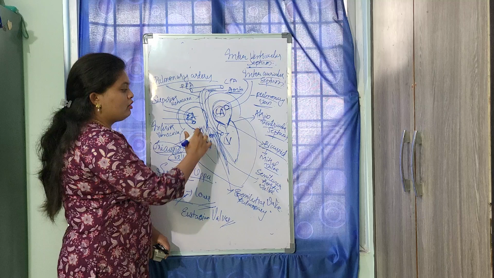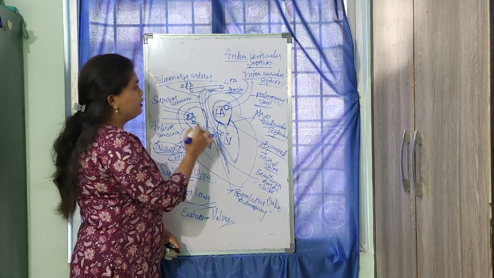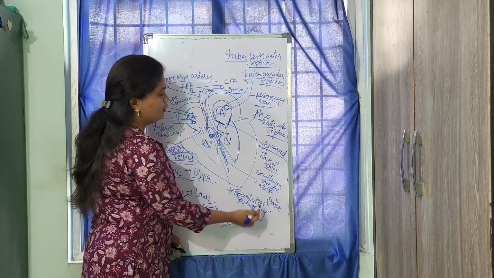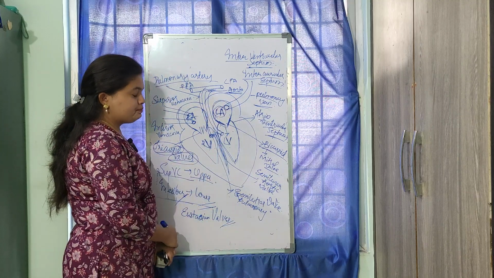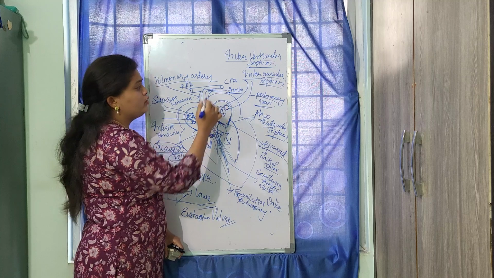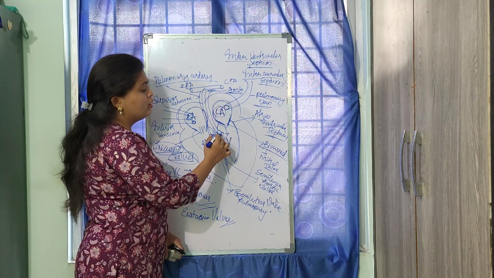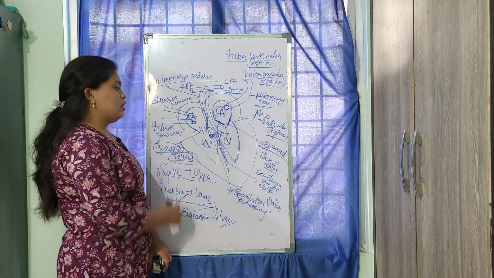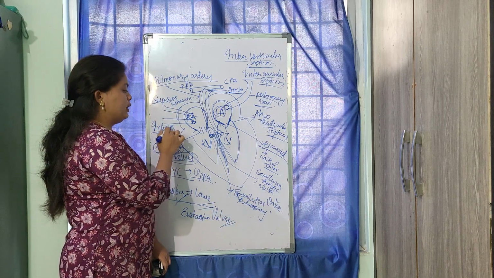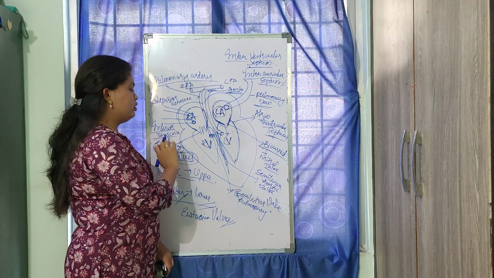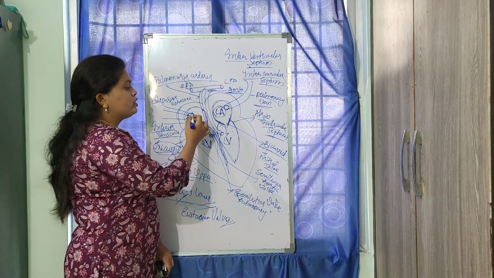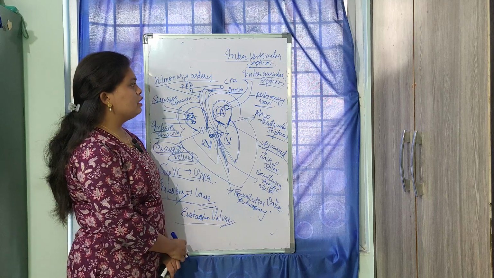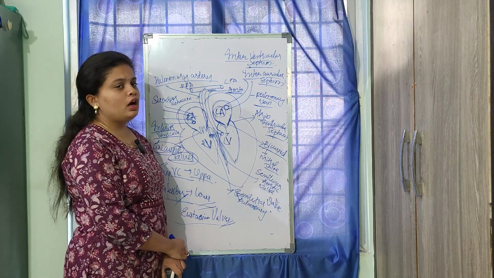So there are valves again at the end of the pulmonary artery. There is a semilunar valve, which is called the semilunar pulmonary valve, and there is a valve again at the end of the aorta, which is called the semilunar aortic valve. There is another valve at the opening point of the inferior vena cava, which is called the eustachian valve. So this is the basic structure of the heart.